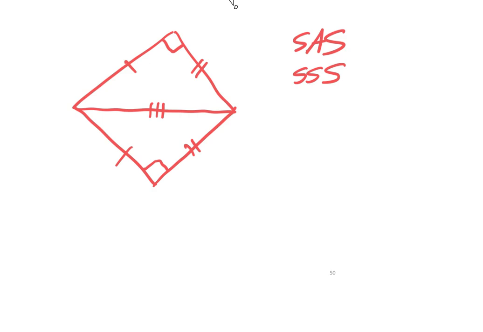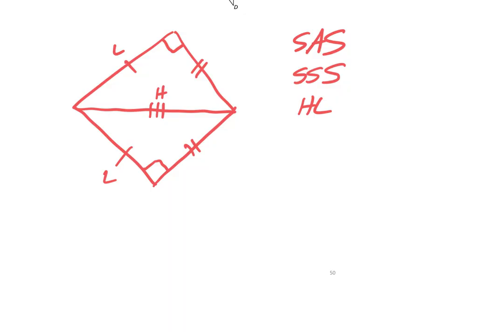Could I do the HL theorem? Yeah, because this is a 90, this is a leg, and this would be the hypotenuse of those 2 because it's opposite the 90. Here's the 90, here's the hypotenuse. Here's the 90, here's the hypotenuse. So this one, you could do any of the 3. So on a quiz or a test, do you have to name all 3? No, just give me one of them, right?